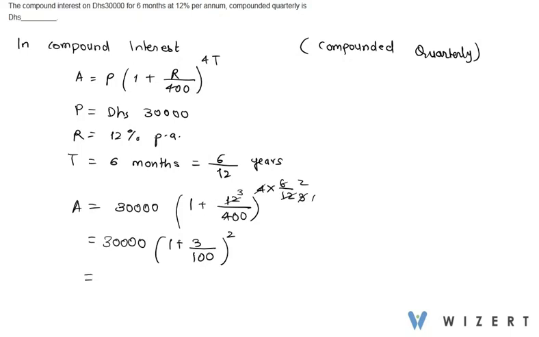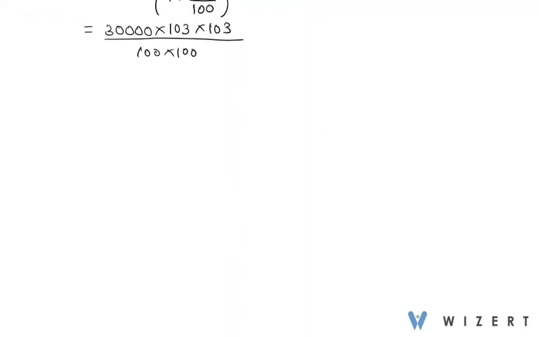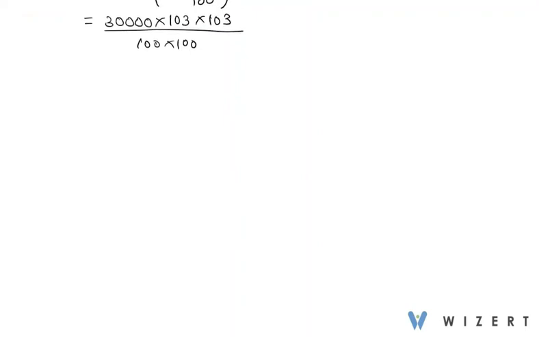So this simple calculation comes to 30,000 multiplied by 103 multiplied by 103 divided by 100 multiplied by 100. We have simply taken LCM here inside the bracket. So let's calculate this further. These two zeros cancel out with these two, and these two with these two. So we are left with 3 multiplied by 103 whole square.